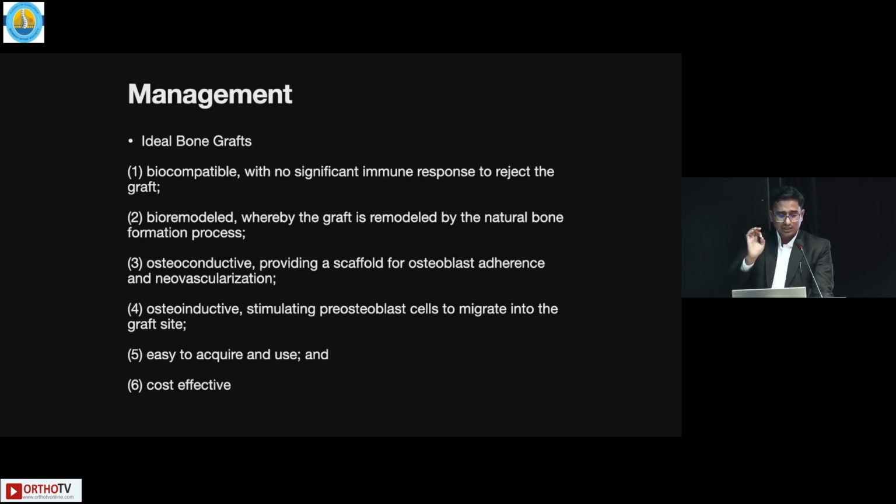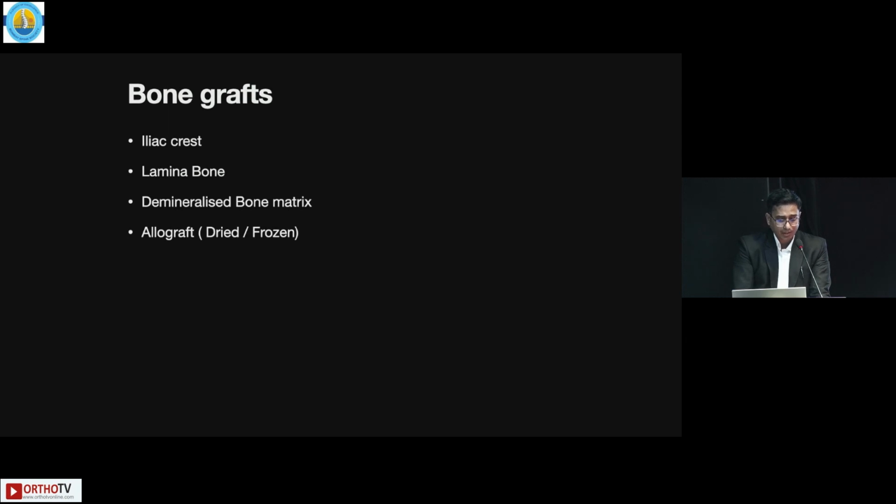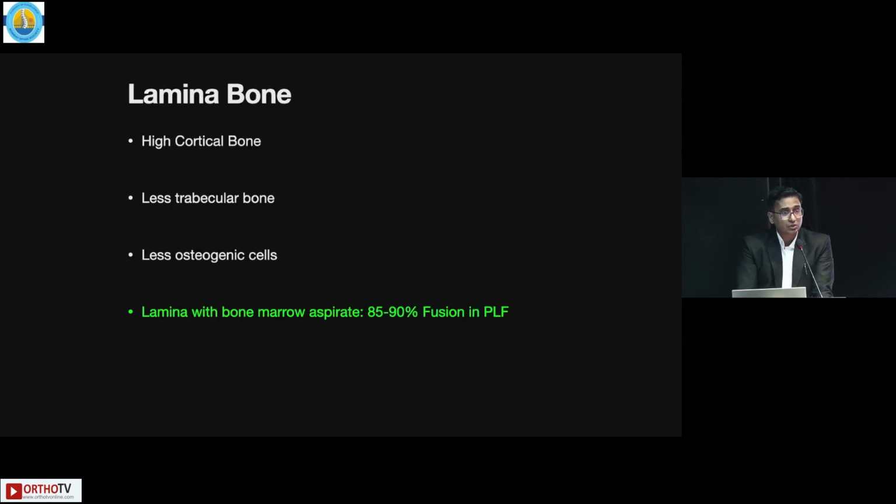So just a little bit of information on the bone graft. The ideal bone graft, what we use, is the iliac crest bone graft, and it has all these 6 features of an ideal bone graft. It is biocompatible with no immune reaction. It is bio-remodelable, osteoconductive, osteoinductive, easy to acquire, as well as cost effective. The only problem is some surgical site morbidity. So these are the commonly used grafts.